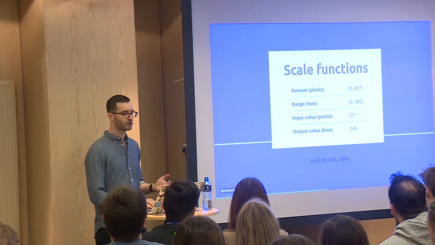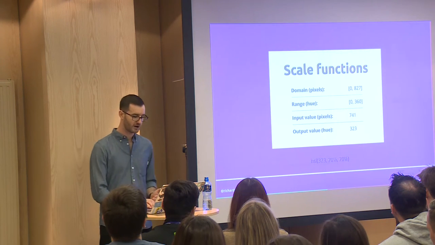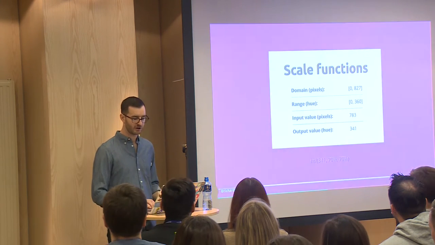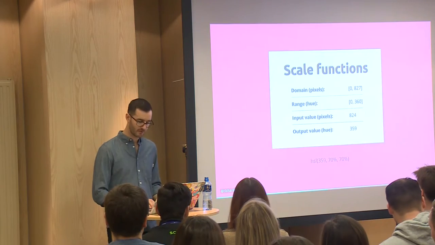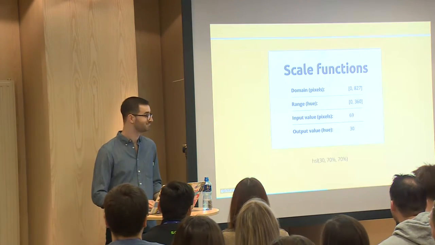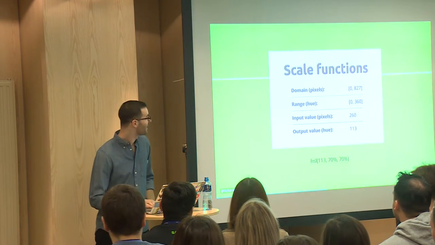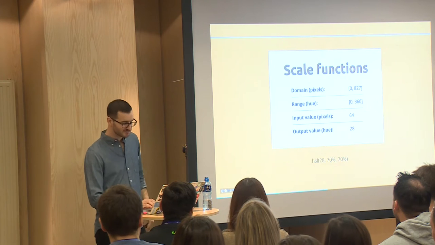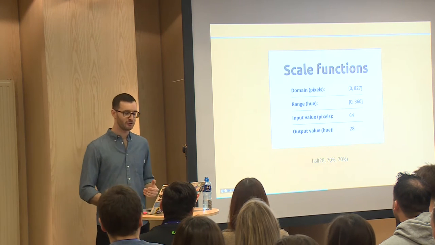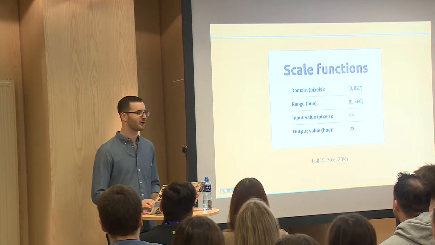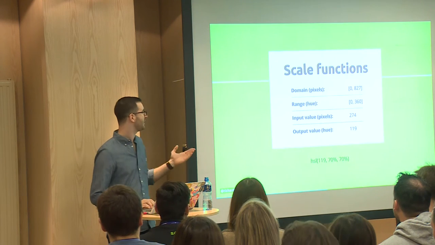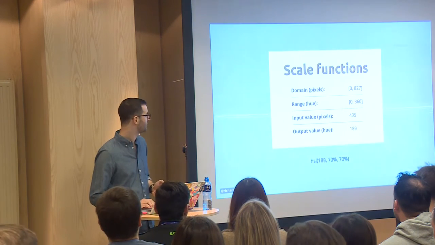We have a continuous numerical domain, which is based on the screen height. The input value is set to the current Y position of my mouse as I move it around. Speaking of flashing images. Our output range is the hue of an HSL color, which goes from 0 to 360. And you can see the aesthetic output on the screen background there.